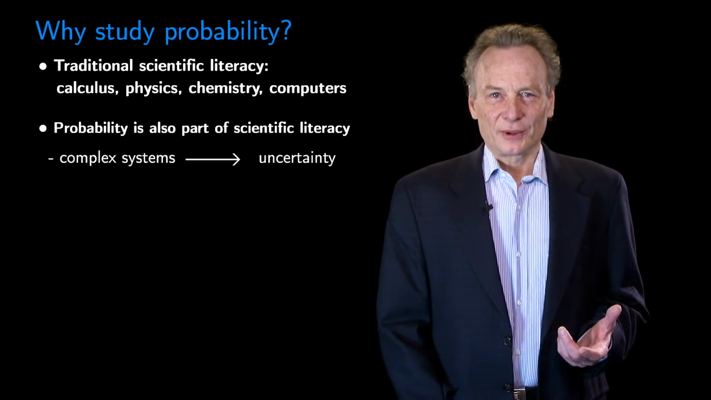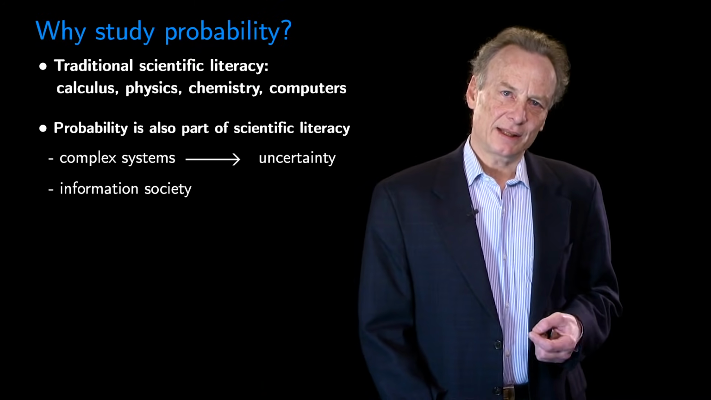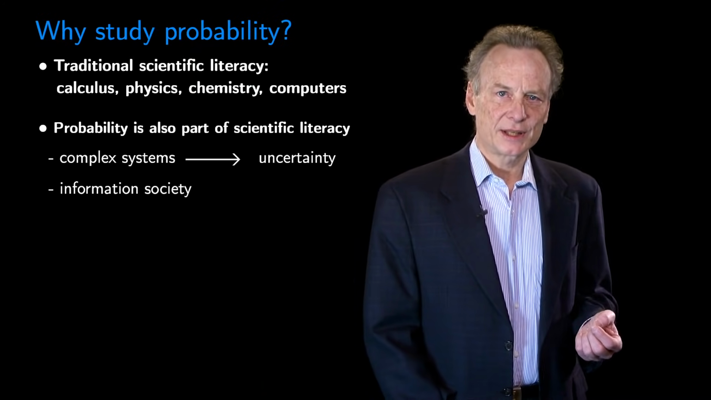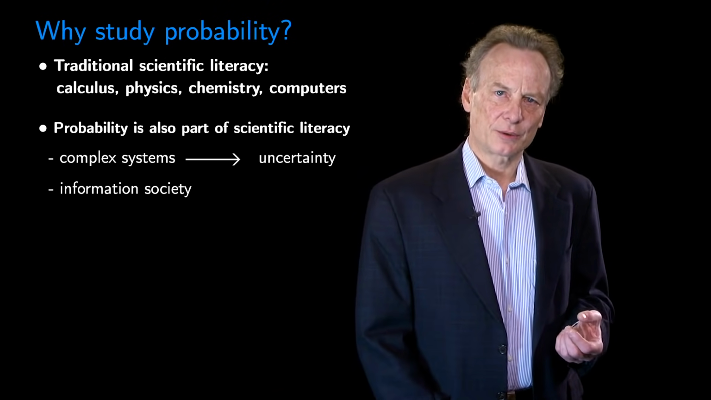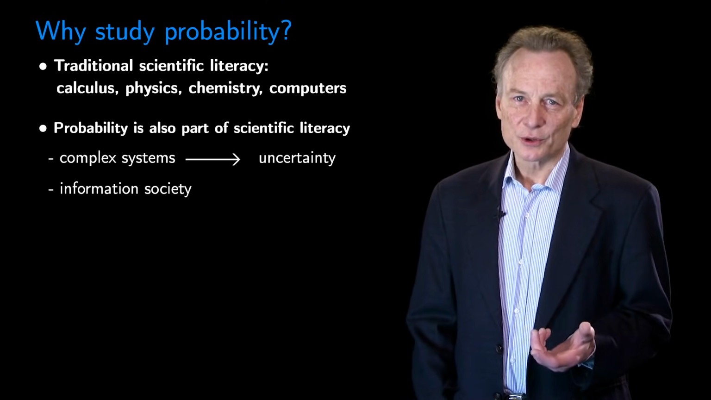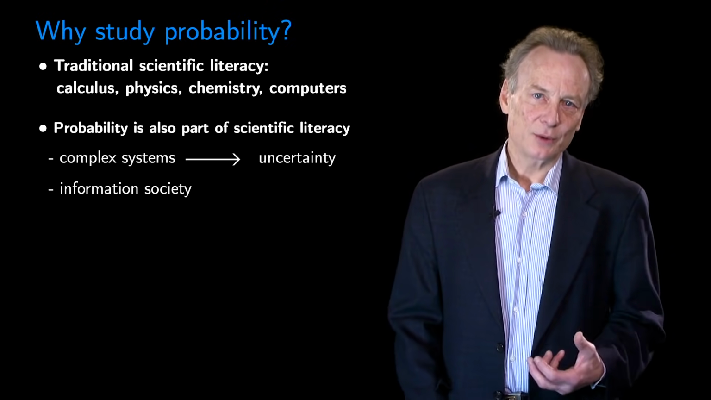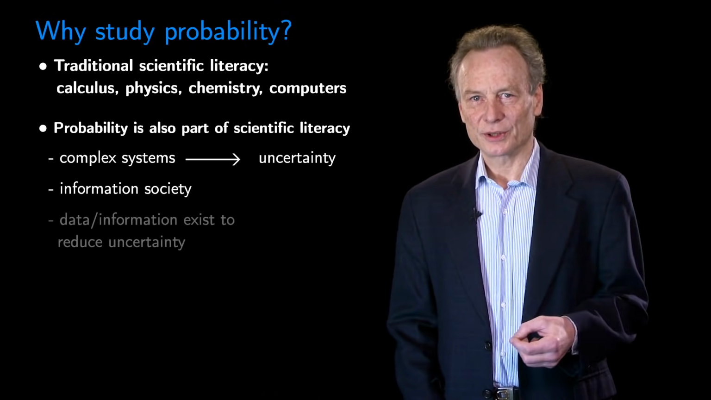A second factor is that we live in an information society. Data and information play an increasingly central role both in our individual lives and in the economy as a whole. Now, data and information are only useful because they can tell us something we did not know. Their reason for existence is to reduce uncertainty.